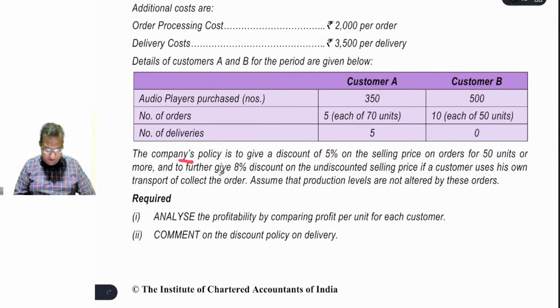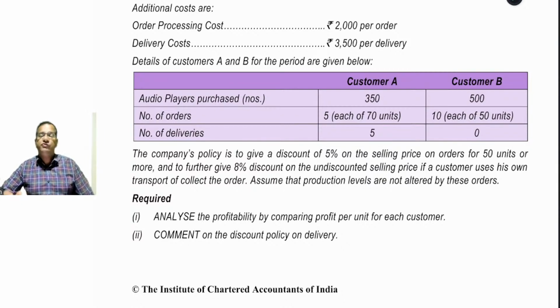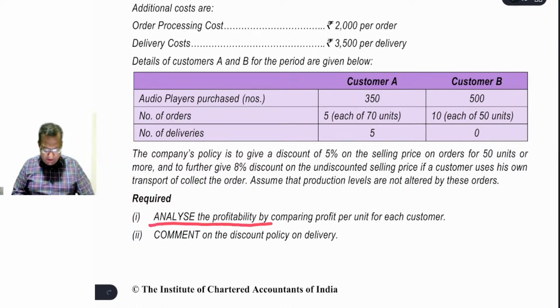The company policy is to give a discount of 5% on the selling price on orders for 50 units or more, and to further give an 8% discount on the undiscounted selling price if a customer uses his own transport to collect the order. So there is a quantity discount available to the customer, along with a transport discount. If the customer uses his own transport, we will provide a further 8% discount. Assume that production levels are not altered by this order. Required: analyze the profitability by comparing the profit per unit for each customer.